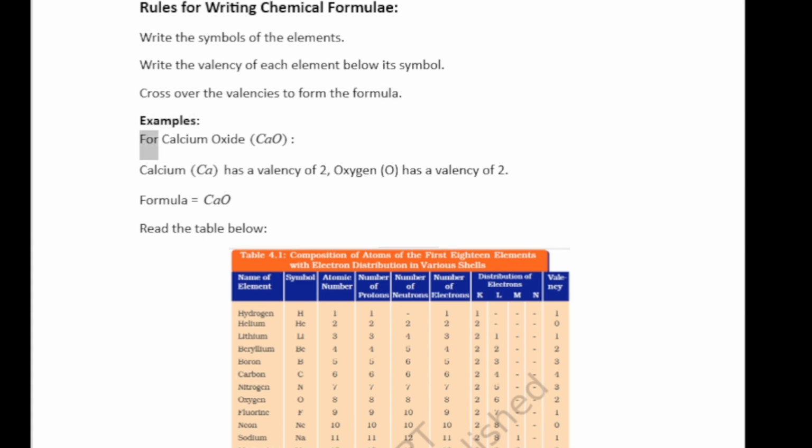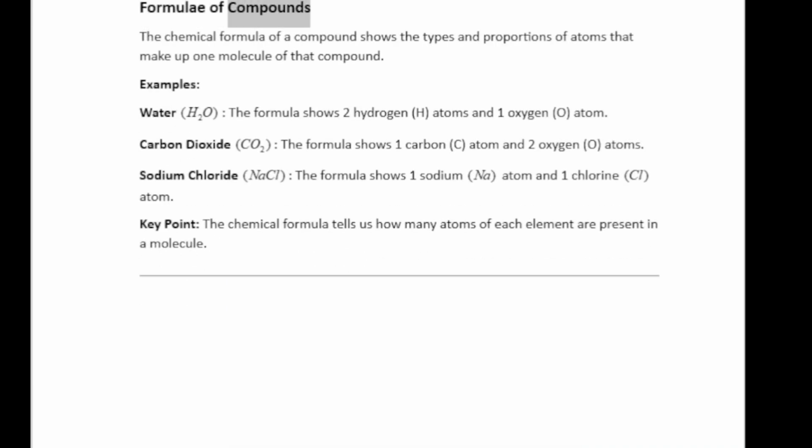Examples. For calcium oxide, calcium has a valency of 2, oxygen, O, has a valency of 2. Formula is equal to... Read the table below. Formulae of compounds.